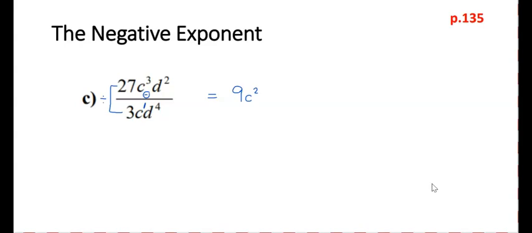For our D's, we have D to the power of 2 over D to the power of 4. We're going to subtract, 2 minus 4 gives us a negative exponent. We don't want that. When that happens, that needs to go down in a denominator. So we can leave the 9 and the C squared together up top, and we move that D down, and instead of a negative 2 exponent, it becomes a positive 2 exponent.